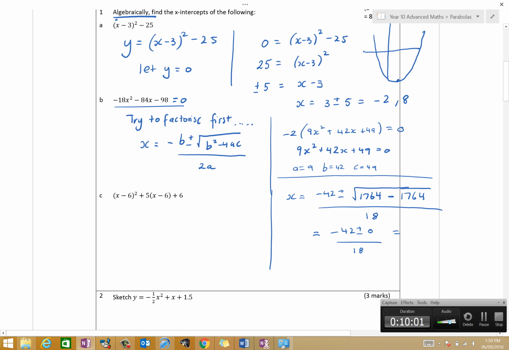So therefore, the x-intercept is how many times does 6 go into 42? So that's going to be negative 7 over 3.